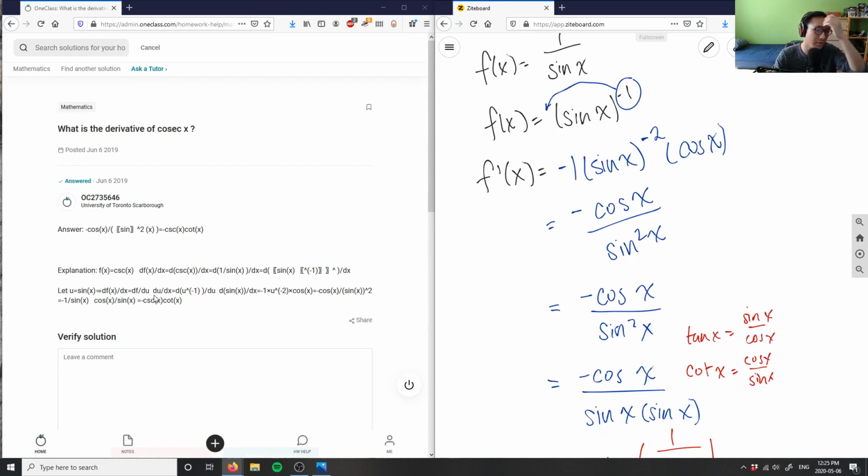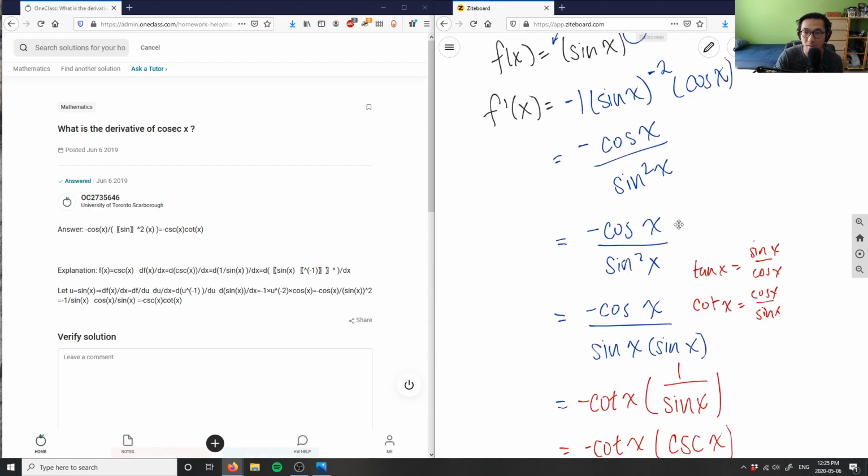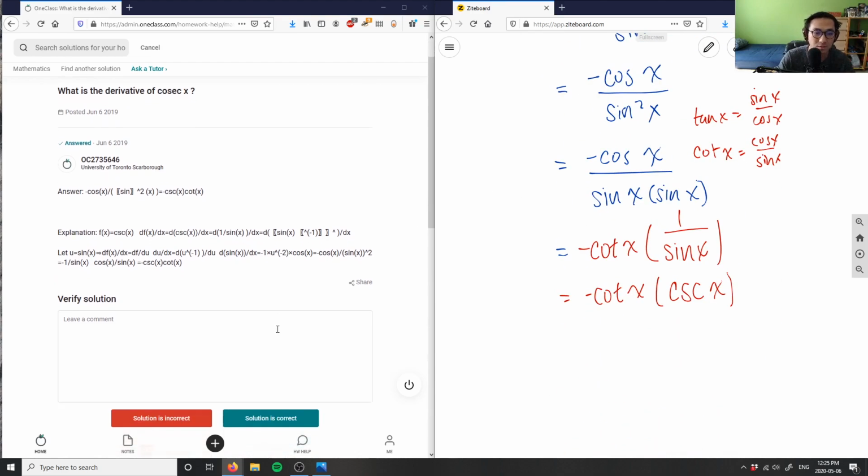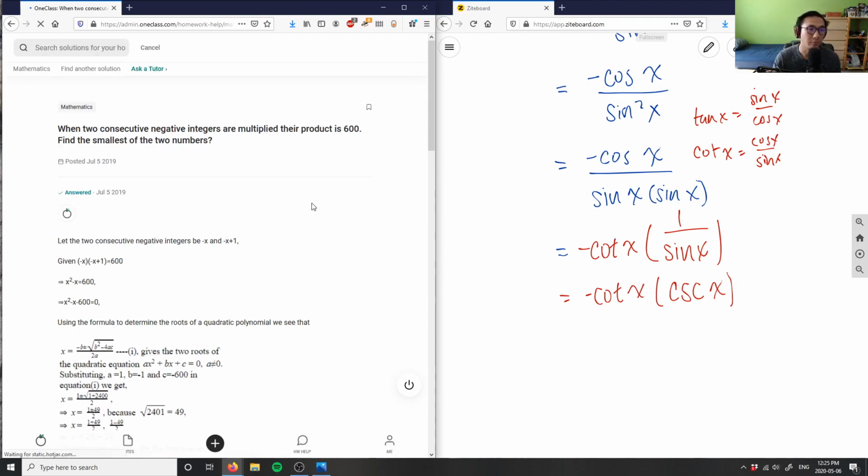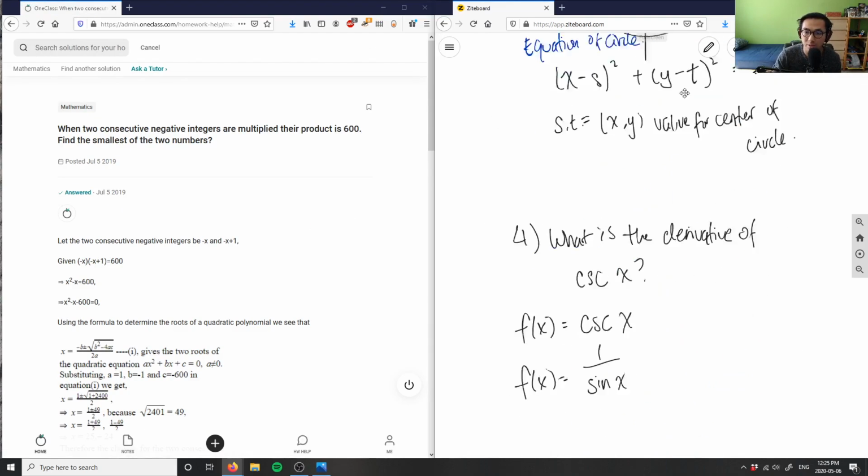So this solution is correct. They analyzed it pretty well with the u substitution. I didn't do a u substitution personally, but this works as well. So I'm going to say the solution is correct. Good analysis. Basically, it's simply a chain rule within a derivative of a trigonometric function. So very, very easy.